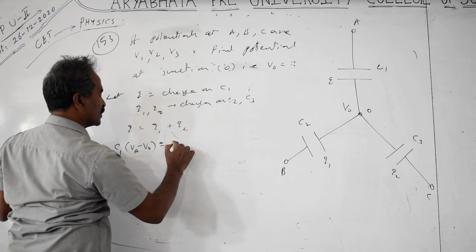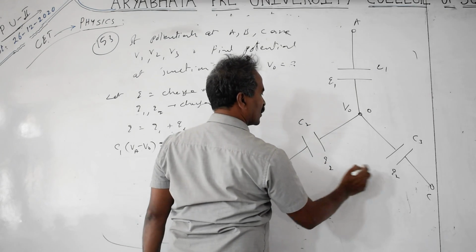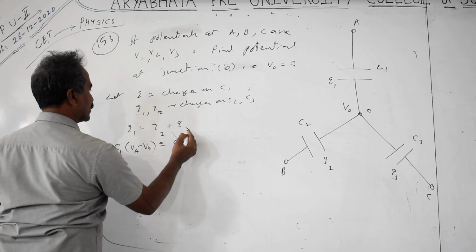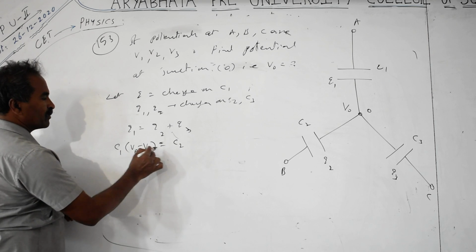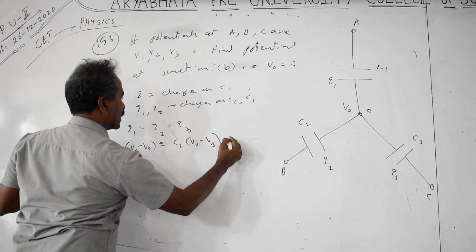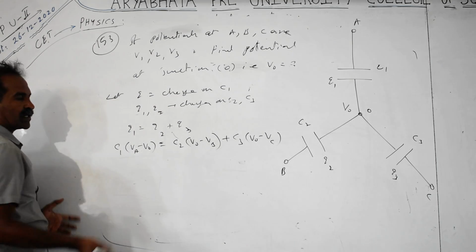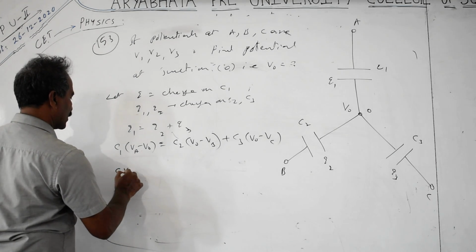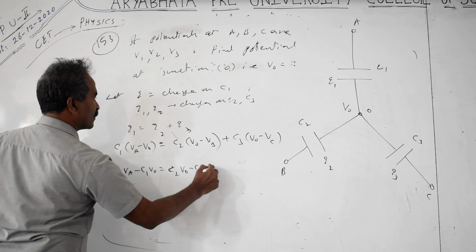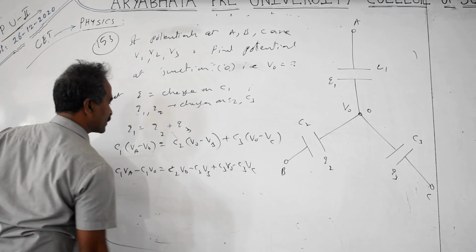Sorry, one minute. We will take this as Q1, Q2, Q3, so that C1, C2, C3 are easy. So Q1 is C1 into VA minus VO. Q2 is C2 into VO minus VB, plus C3 into VO minus VC. Expand it further. C1 VA minus C1 VO equals C2 VO minus C2 VB plus C3 VO minus C3 VC.